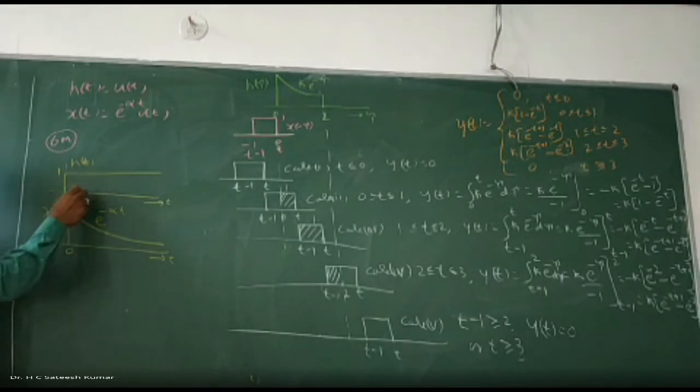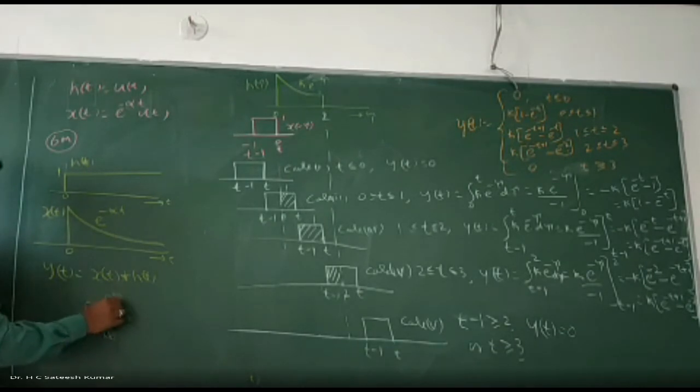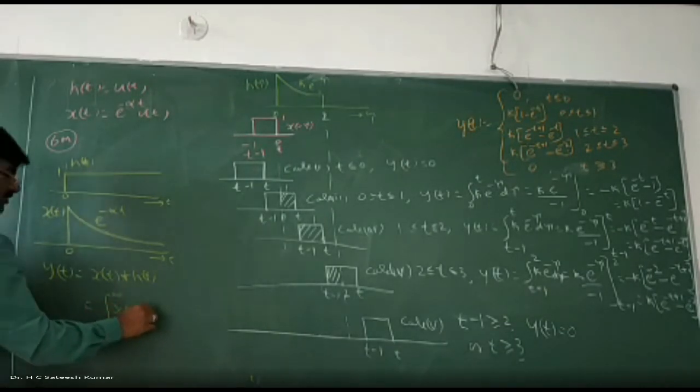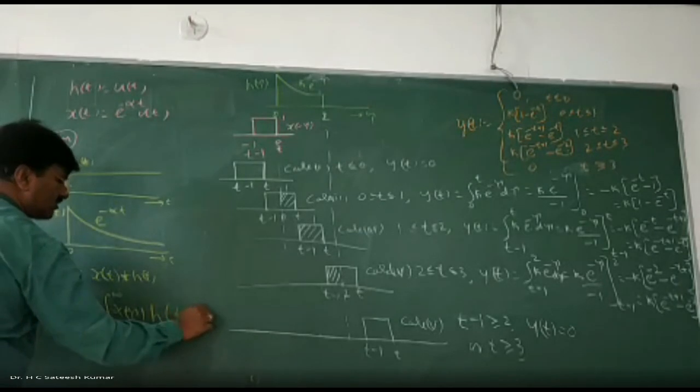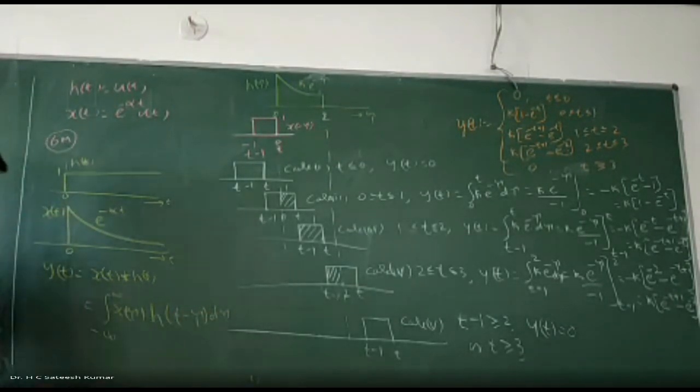If you want to shift the first one, my equation would be of this sort. y of t is equal to x of t convolution with h of t, which is equal to integration from minus infinity to plus infinity, x of tau into h of t minus tau d tau. So therefore, you can write it.